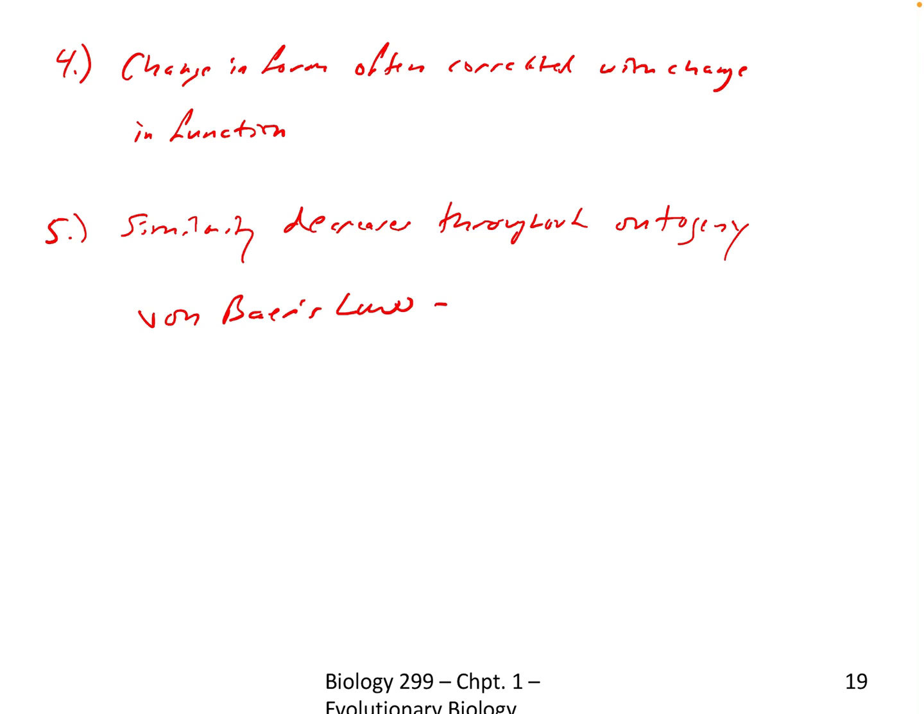As embryos, they share many physical features in common, but as ontogeny or development progresses and they move toward becoming adults, those similarities sort of disappear. So, again, von Baer's law says features common to members of a higher taxon, like a phylum, often appear earlier in development than defining features of lower level taxa.